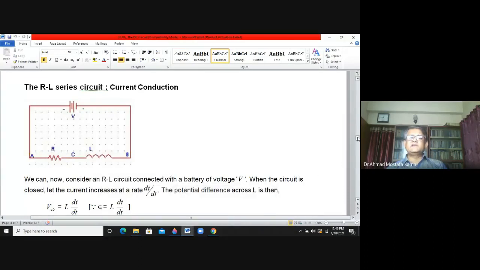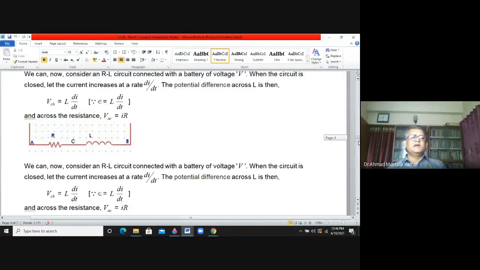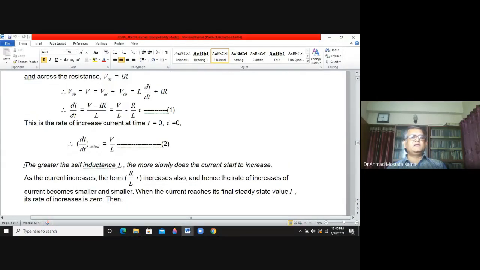So that is written here. You see, this discussion is given here in your lecture sheet. That you see, the greater the self-inductance L, okay, greater value, the self-inductance L, the more slowly does the current start to increase. So if you have greater value, current starts to increase in the circuit slowly.